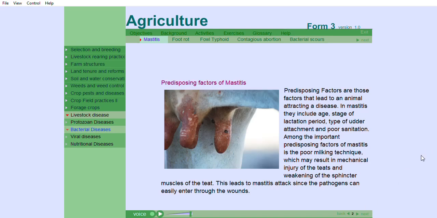Predisposing factors of mastitis. Predisposing factors are those factors that lead to an animal attracting a disease. In mastitis, they include age, stage of lactation period, type of udder attachment, and poor sanitation. Among the important predisposing factors of mastitis is poor milking technique, which may result in a mechanical injury of the teats and weakening of the sphincter muscles of the teat. This leads to mastitis attack since the pathogens can easily enter through the wounds.